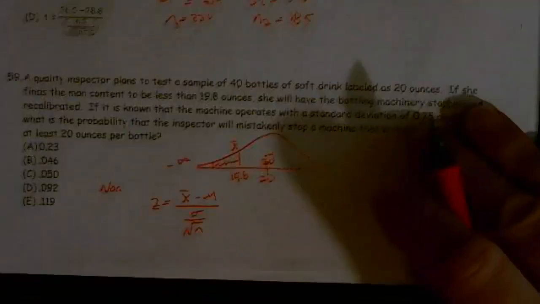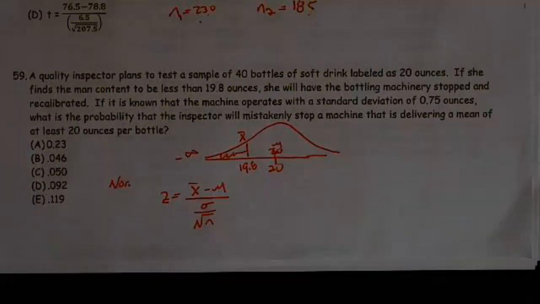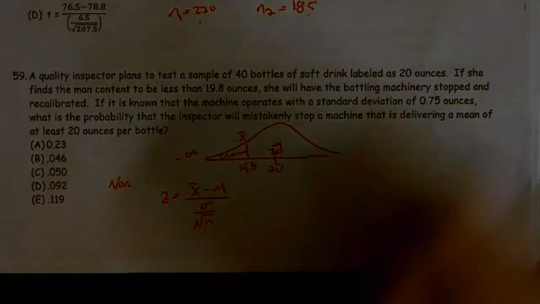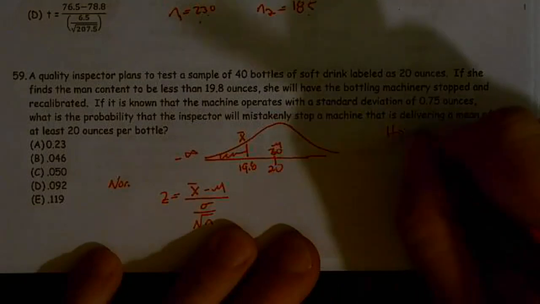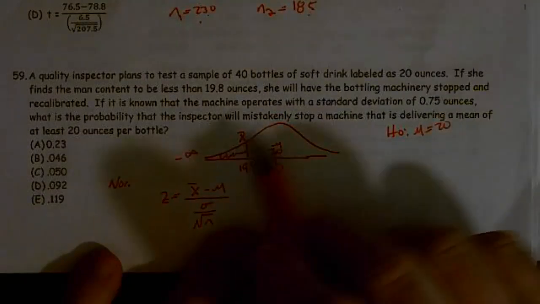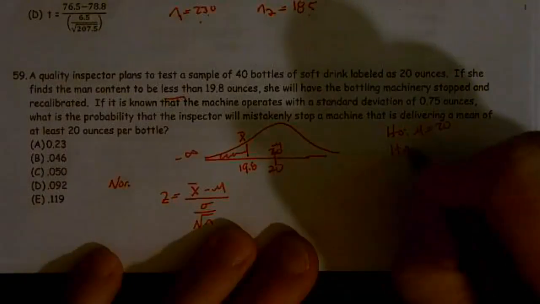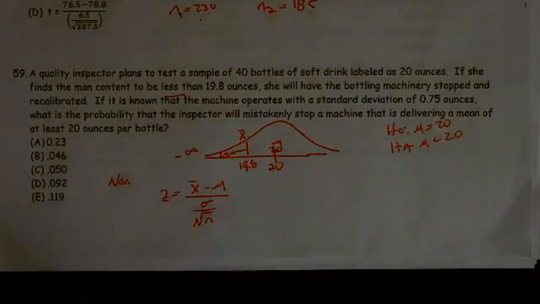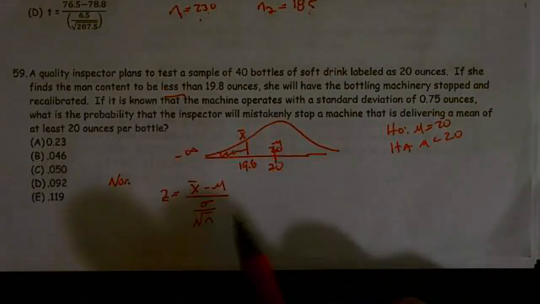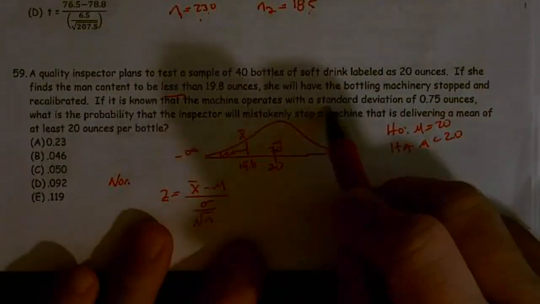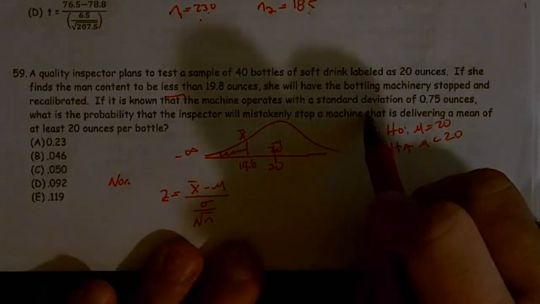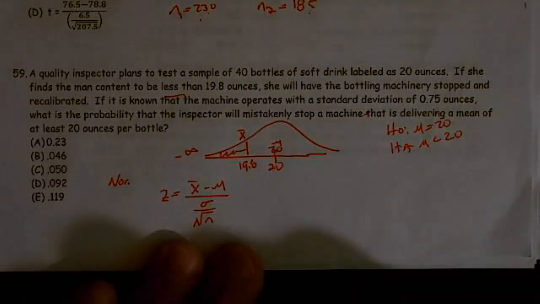Number 59, a quality inspector plans a test of a sample of 40 bottles of soft drinks labeled as 20 ounces. We're expecting a mean of 20 ounces because basically our null is the mean is 20. If she finds the mean content to be less than 19.8, she'll have the bottling company stop. So we're worried about less. HA mean is less than 20 ounces. If it's known the machine operates with a standard deviation of 0.75, because they tell us that, this is going to be a Z. All right. So this is going to be a stat test, Z test.